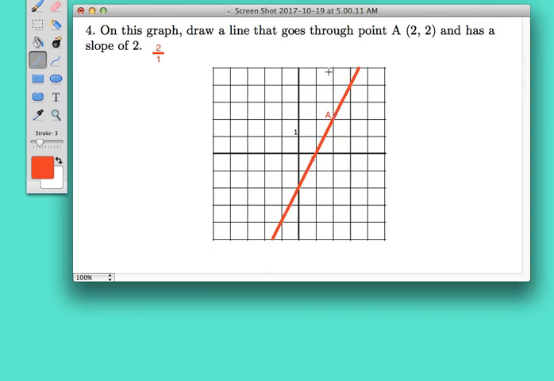Now I did up 2 and over 1. But you could get a slope of 2 by also going down 2 and to the left 1, right? That would be like a rise of -2 and a run of -1. A rise of -2 and a run of -1. You see the way that the line is doing that if I look back how it went the other way? And just doing that will get you full marks. That's what your line should look like.